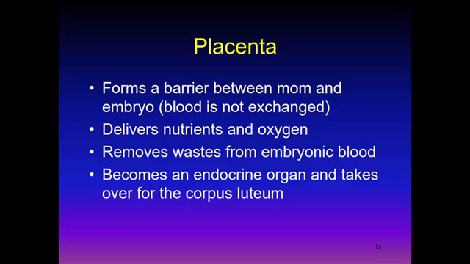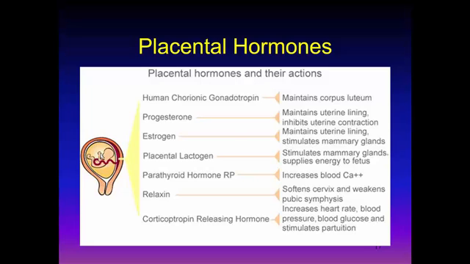It produces hormones, which are listed on the next slide and are going to play a role both in maintaining pregnancy but also in getting mom's body ready for birth. Some of these hormones include human chorionic gonadotropin, which again is what triggers a pregnancy test. Progesterone and estrogen eventually will be made by the placenta and not the corpus luteum anymore.